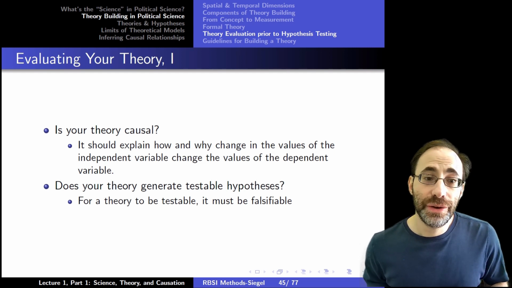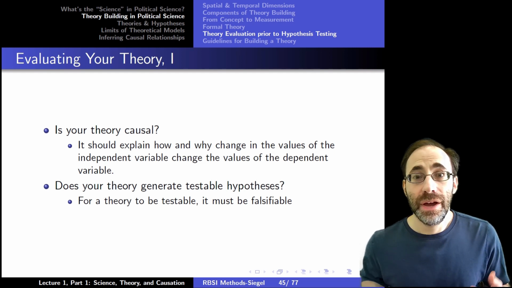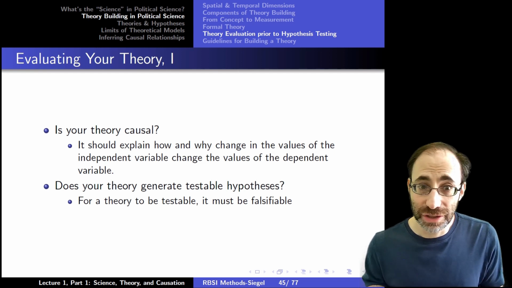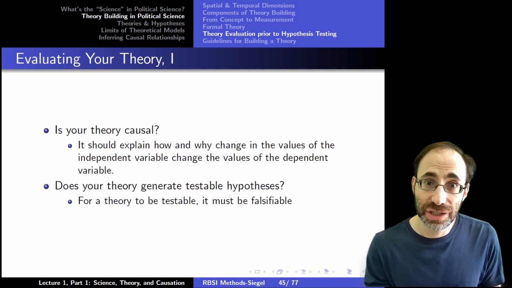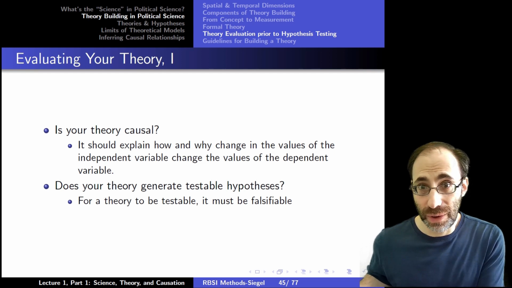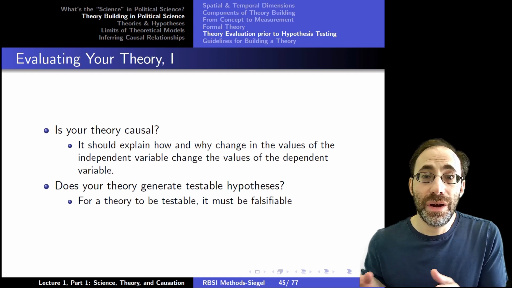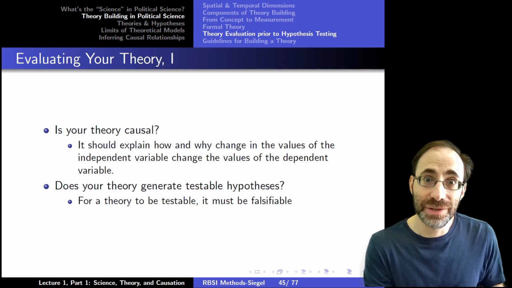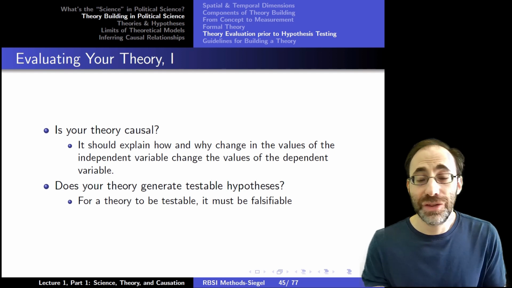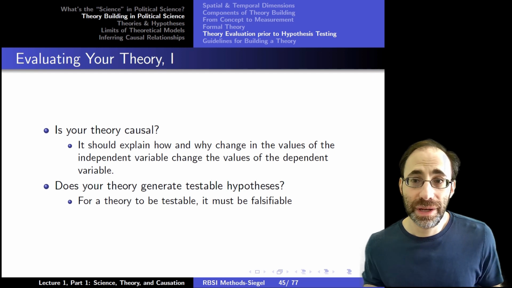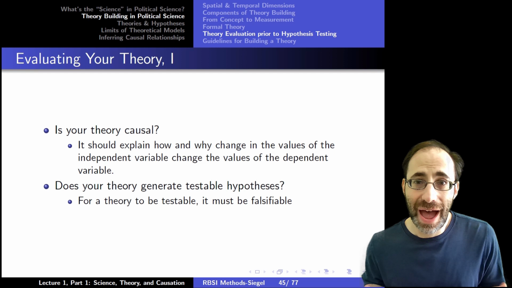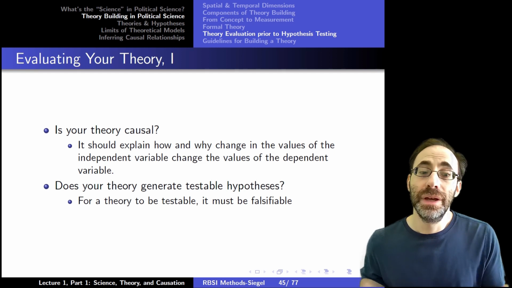One: is our theory causal? It is absolutely required for a theory to be useful that it be causal, that it explain how changes in the dependent variable y are caused by changes in the independent variable or variables x. If our theory is not causal, we're not explaining causal connections in the world, we're not really providing a theory of how the world works.